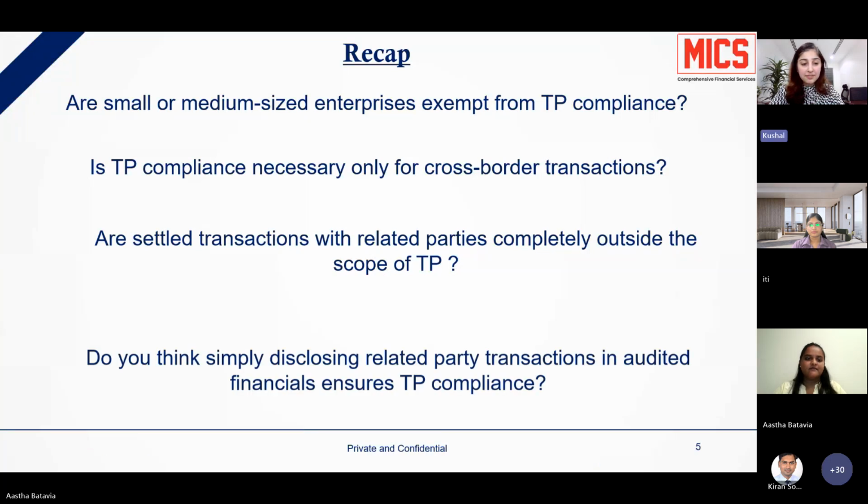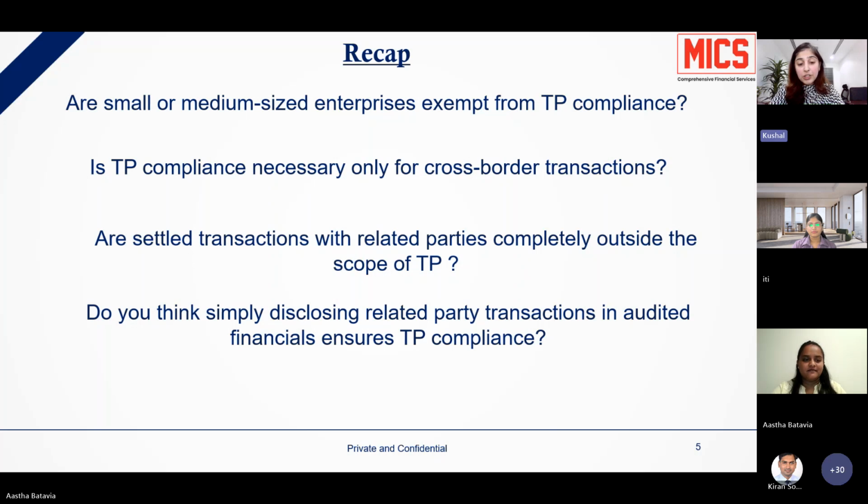Next one, Astha. Do you think simply disclosing the related party transactions in the audited financial statements ensures TP compliance? Not at all. It's not the auditor's obligation to make sure that the transactions are at ALP. They would rely on a document which you provide them, which would be called a transfer pricing policy. And therefore, I'm sorry to tell you, but your auditors would not be of much help here.